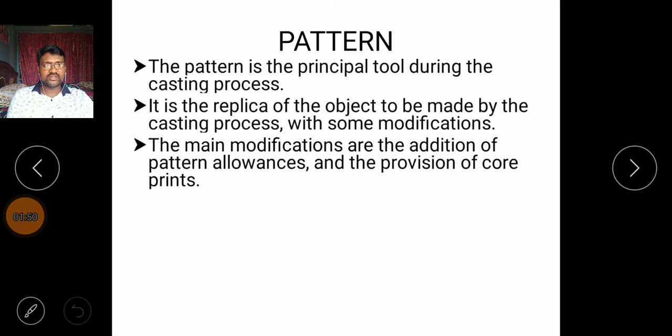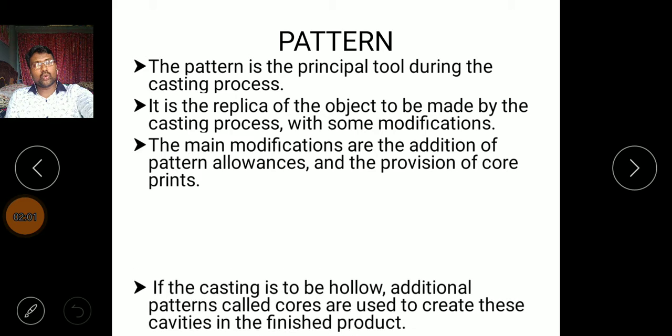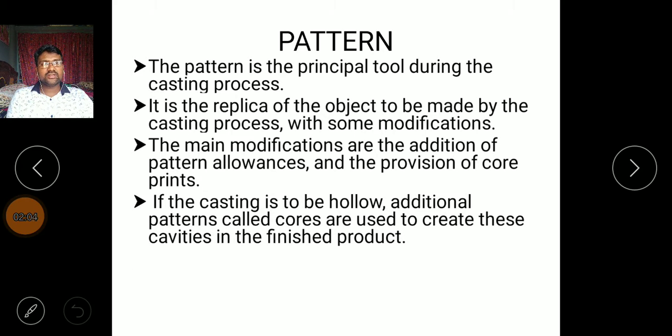Pattern allowances we will discuss later, and core prints are used to hold the cores in the patterns. What is the purpose of a core? If the casting is to be hollow, additional parts called cores are used to create these cavities in the finished product. Suppose we have to manufacture a hollow casting object. In that case, we have to use a core. The core is used to create a hollow object, and it is held by using the core prints.